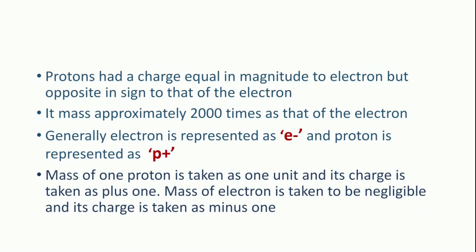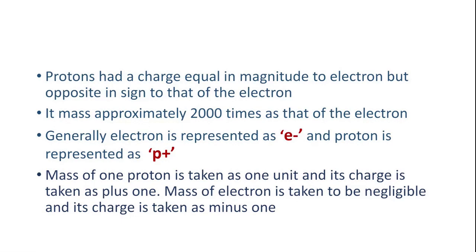Protons have a charge equal in magnitude to the electron but opposite in sign to that of the electron. Its mass is approximately 2000 times that of the electron. Generally, the electron is represented as negative and the proton is represented as positive. Mass of one proton is taken as 1 unit and its charge is taken as +1. Mass of the electron is taken to be negligible and its charge is taken as -1. Very good.